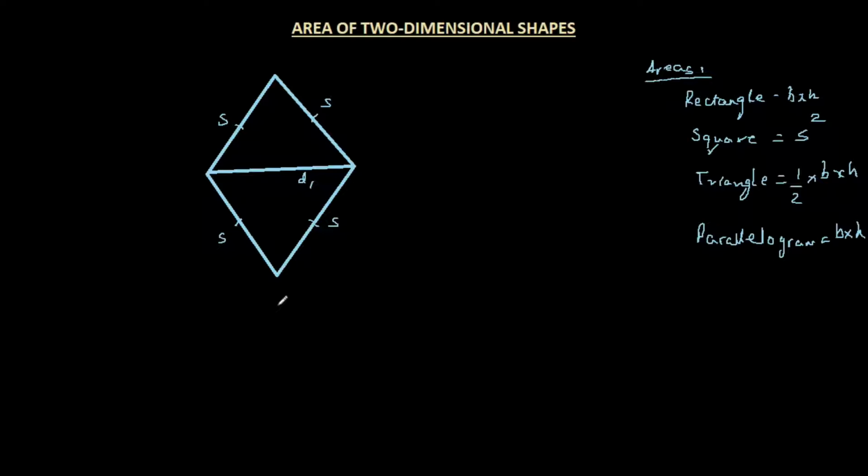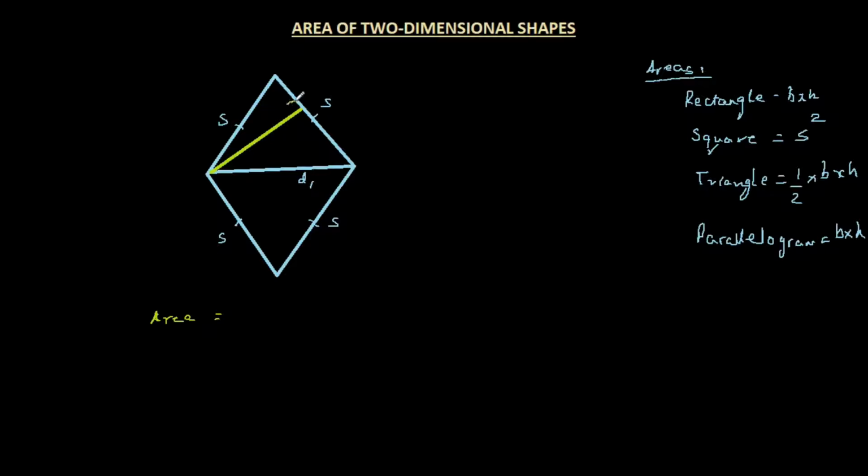and let that diagonal be called D1. Now you know that a rhombus is also like a parallelogram, and the area of a parallelogram is base times height. So the area of the rhombus also will be base times height, because it is exactly similar to a parallelogram, since the opposite sides are equal to each other and also parallel to each other. We can take the base as any of the sides, which is S, and then we'll have to drop a perpendicular. So let's drop a perpendicular like this.